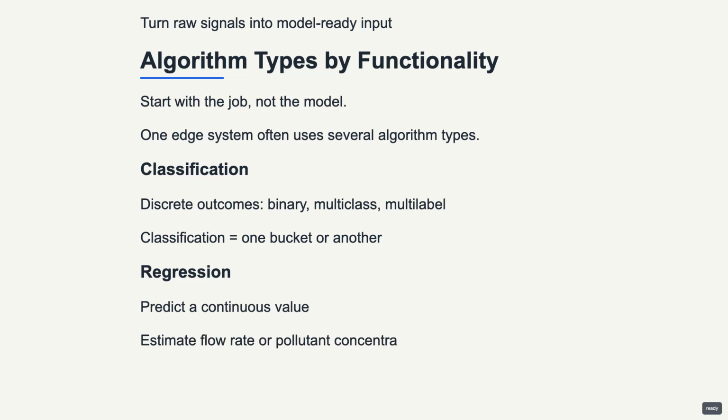On a river monitor, that number might be flow rate from water level and current readings, or a concentration inferred from cheaper proxy sensors. The output matters because it feeds something downstream, not because it belongs to a class.